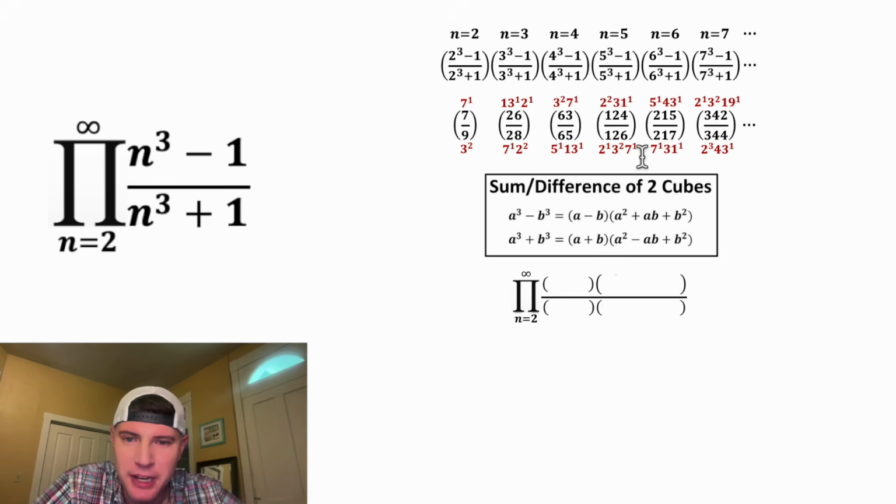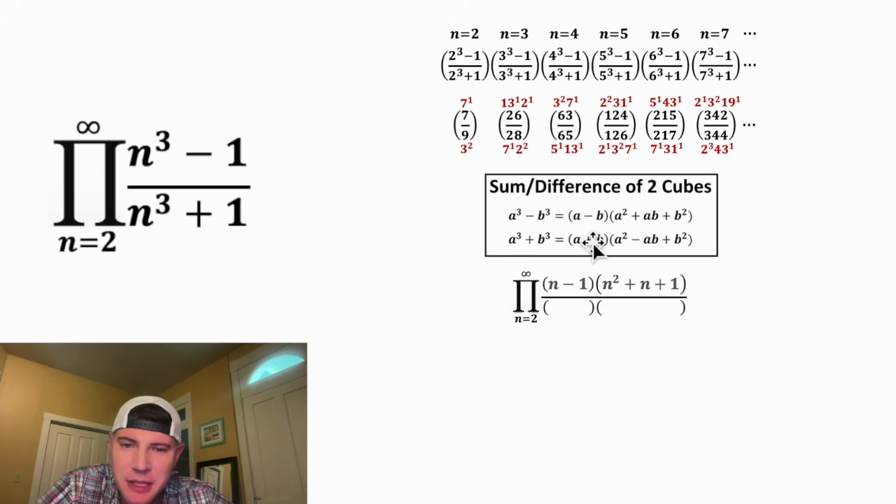The n cubed minus 1 is going to be this difference. a would be equal to n, and b would be equal to 1. So this ends up being n minus 1, and then n squared plus 1n plus 1 squared. And then on the bottom, the n cubed plus 1 would equal this a cubed plus b cubed. So a is equal to n, and b is equal to 1. So this would be n plus 1, times n squared minus 1n plus 1 squared. Let's see if this can help us at all.